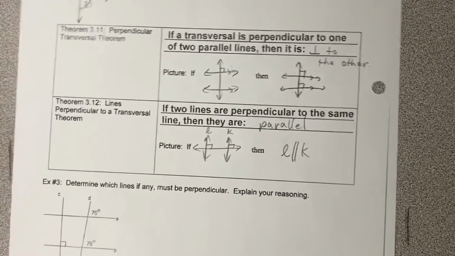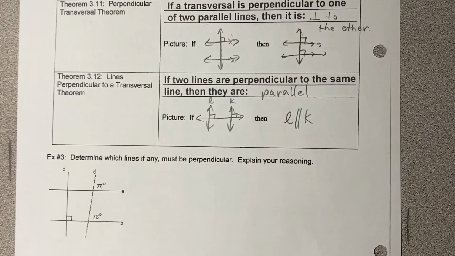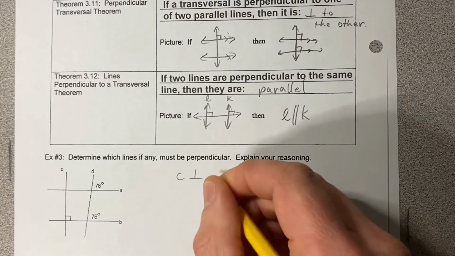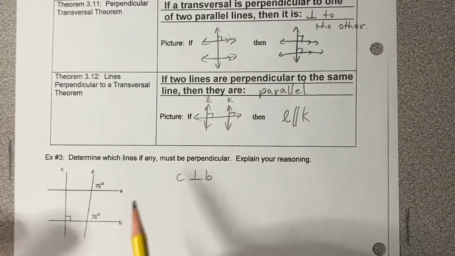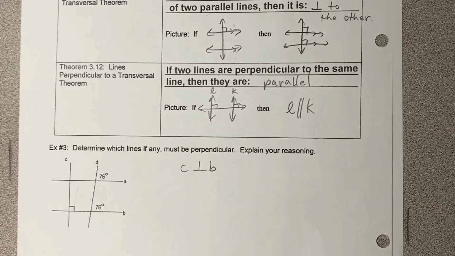All right, so example 3 says determine which lines, if any, must be perpendicular. Explain your reasoning. I'd encourage you to pause the video for a second and see if you can figure out which lines, if any, must be perpendicular, and think about what your justification for that is. So it turns out we know right out of the gate that C is perpendicular to B. In a sense, that was given to us. We were given a right angle there. Boom. Definition of perpendicular right there.